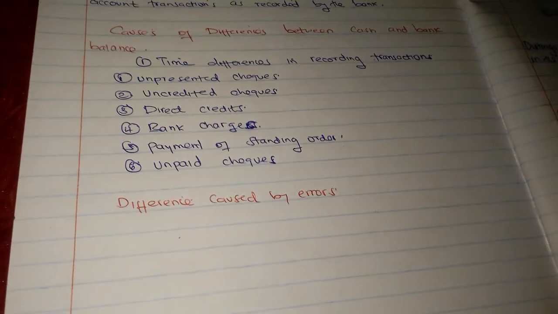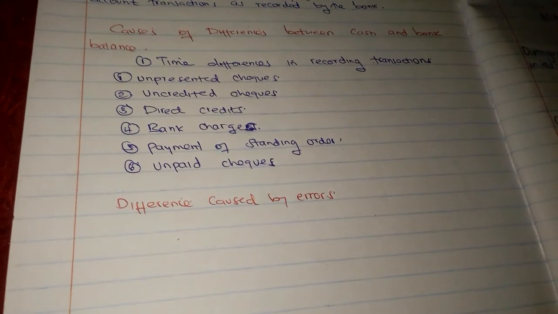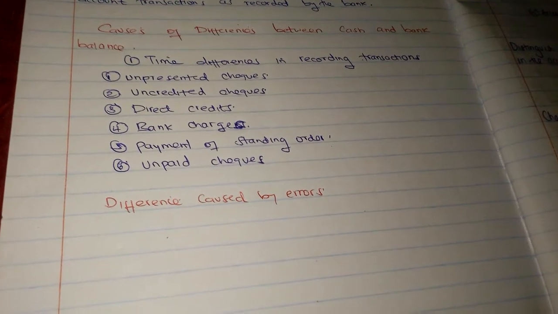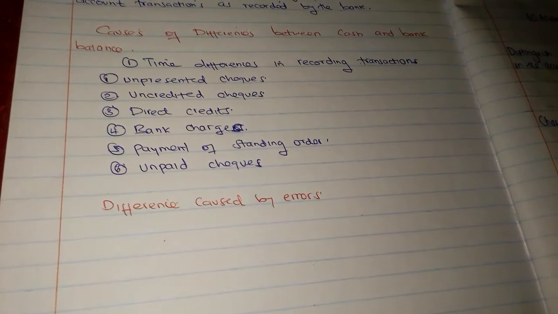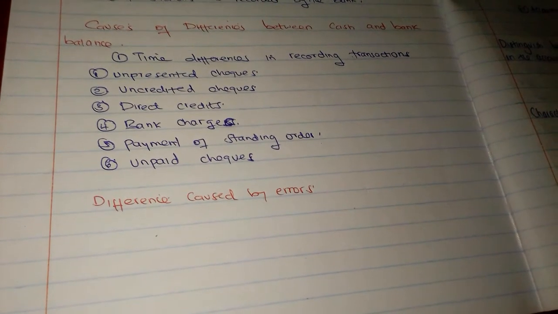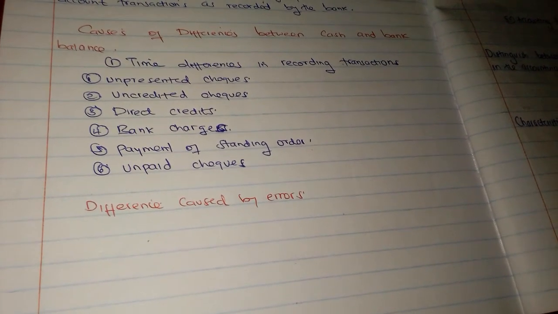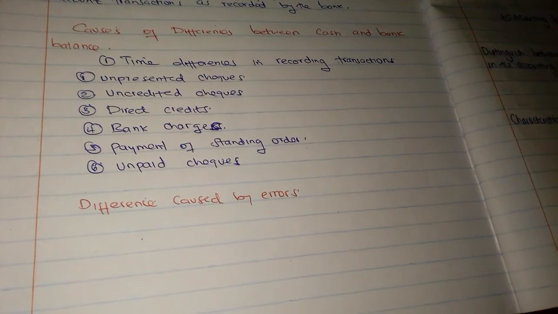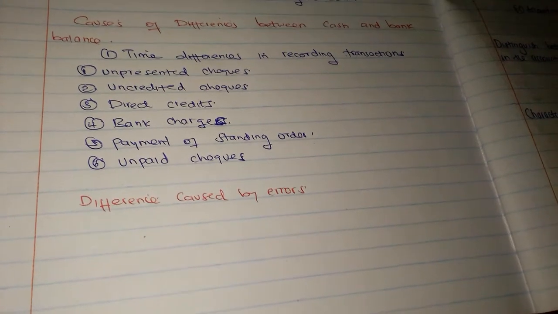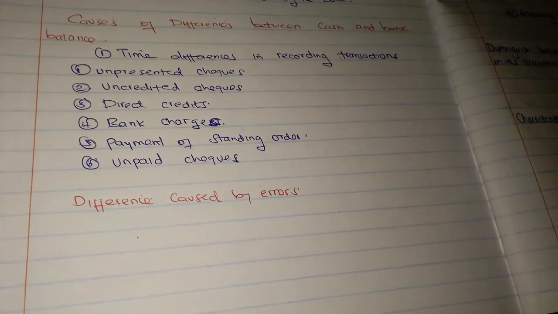The difference between the cash book and bank balances may also be caused by error on the part of the bank or in the cash book entries. So frequent bank reconciliation is advisable so as to identify and rectify errors as soon as possible. That's why it's advisable for an accountant to come up with a bank reconciliation, so as to identify and rectify errors as soon as possible.